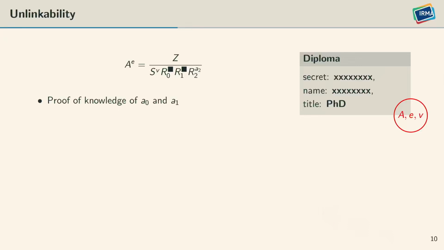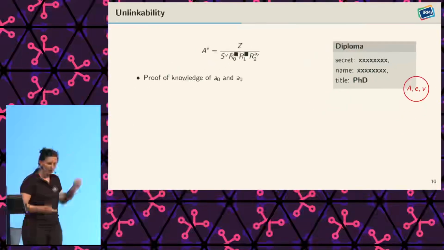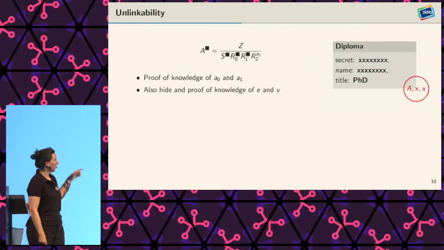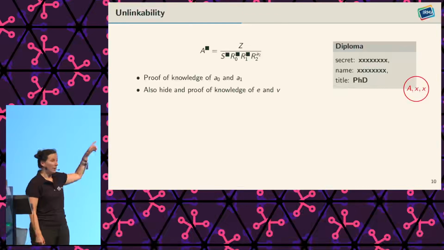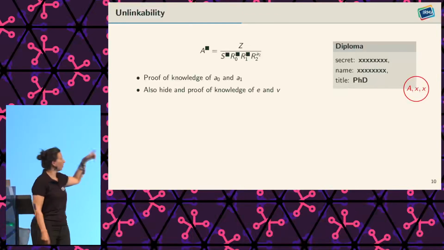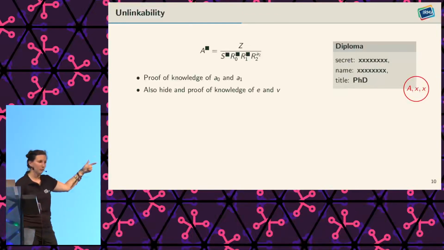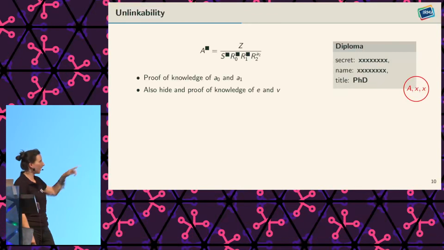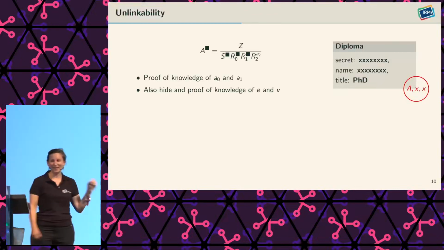Let's have a look how we can hide this data. Well, for E and V, it's actually not that difficult to hide the data because they're also used in the exponents in the equation. So we can use the same mechanism as we already used for hiding other data in our diploma. We can just use that for E and V too, and that would be fine. However, there is still A left.